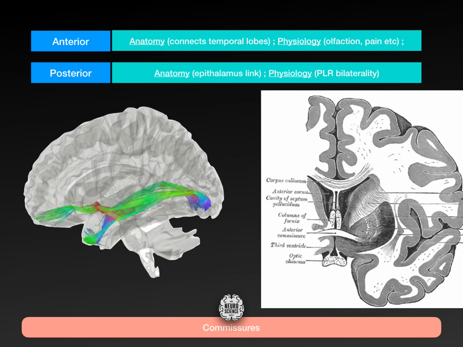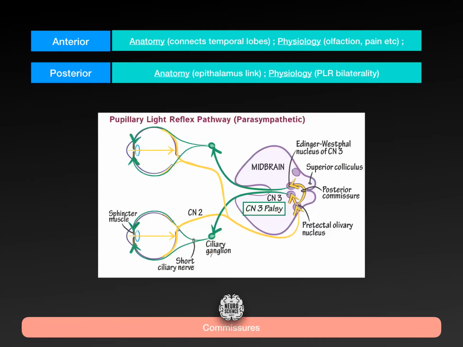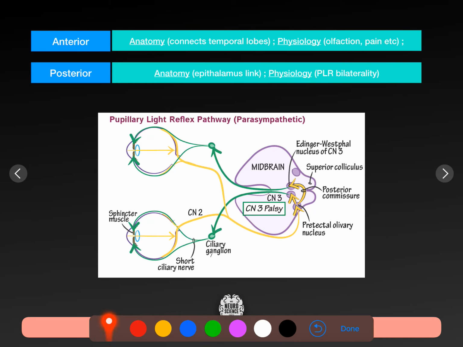Posteriorly, it links the epithalamus. So remind yourself as to what the epithalamus is. And the physiology of the posterior commissure is that it's involved in the pupillary light reflex bilaterally, which is neuro-ophthalmology here. So just to remind you very quickly, have a quick look at a video of this on YouTube if you don't remember this so much.